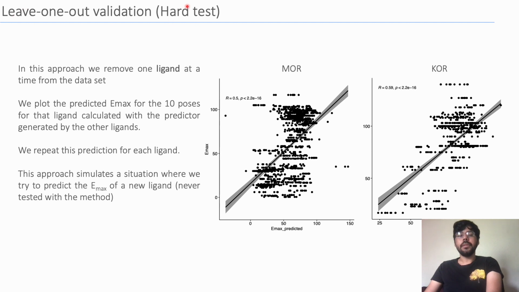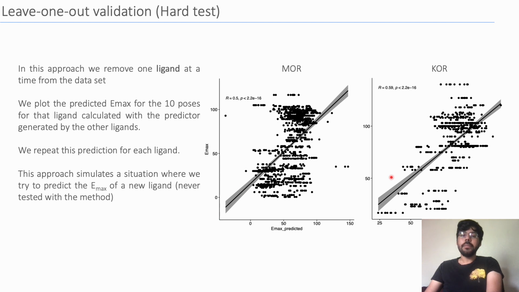To test our model, we decided to use two validation tests. The first one is leave-one-out. In this test, we remove one ligand from the data set. We train our model to calculate the beta coefficients on all the rest of the data set, and then we try to predict the Emax for the 10 poses of that ligand. We repeat this for each one of the ligands and plot to see if we have a good prediction. This approach is very hard because we are presenting to the system a molecule that it has never seen before. And it better represents a situation where we try to predict the Emax for a new drug.